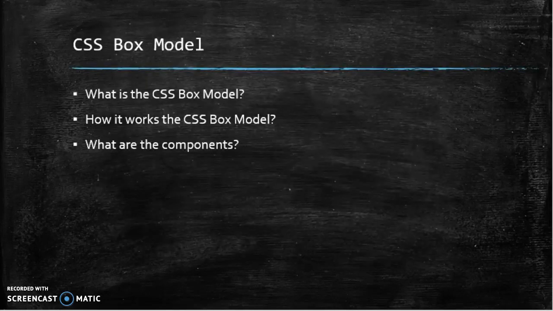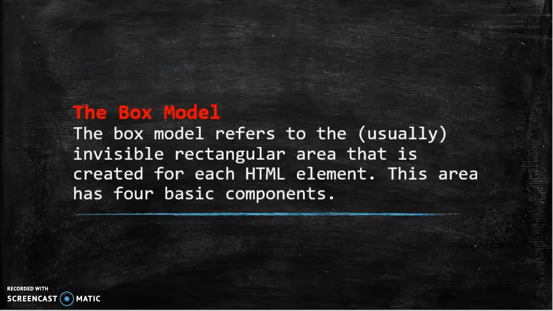For this presentation, I wanted to answer these questions. What is it? How does it work? And what are the components of the CSS Box Model? So, let's begin. The box model refers to the usually invisible rectangular area that is created for each HTML element. This area has 4 basic components.